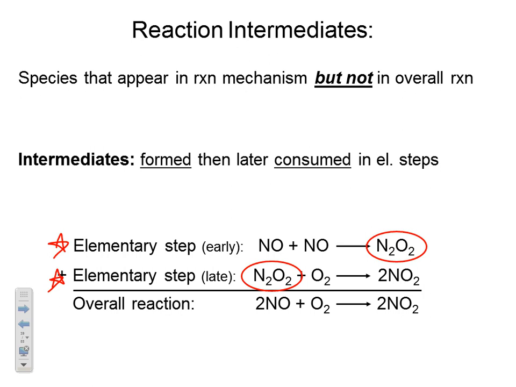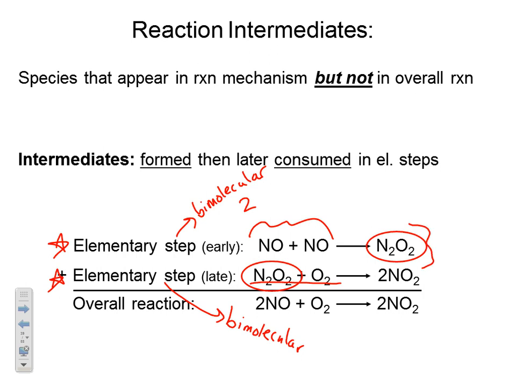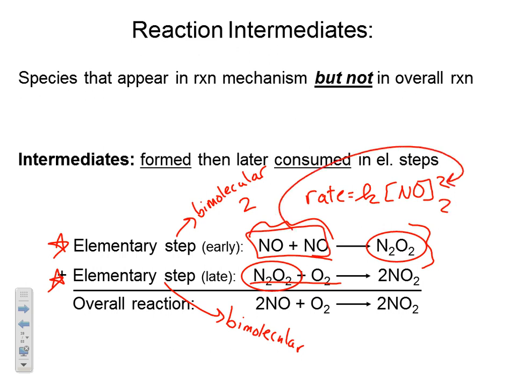Well, the first elementary step involves two molecules, so this would be bimolecular. The second elementary step also involves two molecules, so it would also be bimolecular. But I could also write a rate law for step one, because this is not an overall process, this is an elementary step, and it would be rate equals k times the concentration of NO squared, because there are two NO molecules. So this step involves the collision of two NO molecules simultaneously.